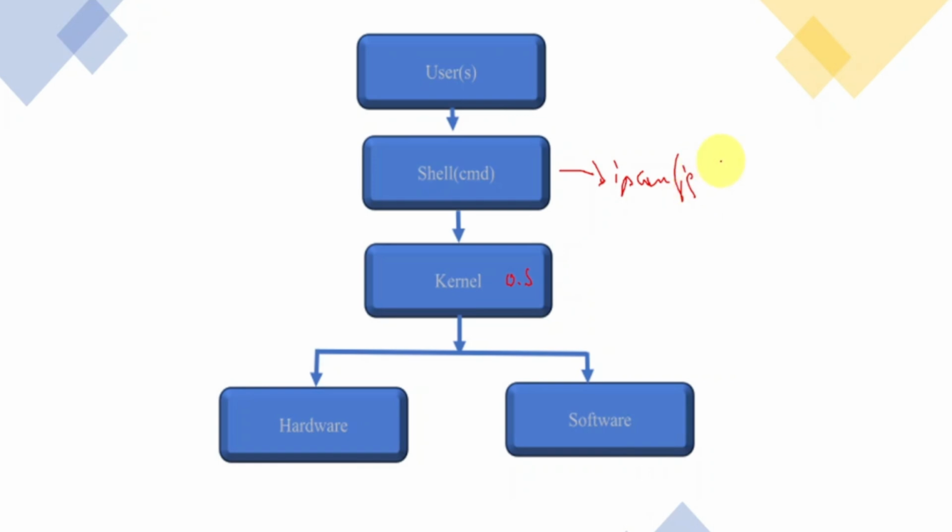ipconfig /all, okay? Something like this. And then that command is going to come here, and the shell is the one who controls the hardware and the software. He controls both of them, because in the computer we have two parts: the hardware and the software.